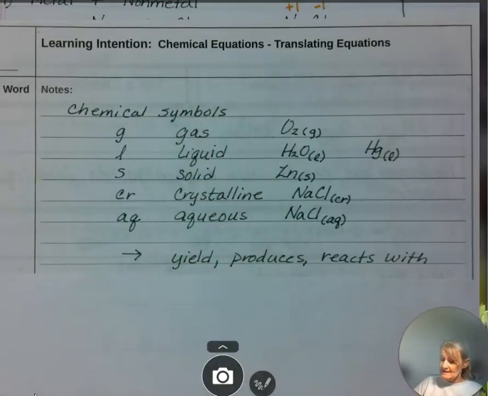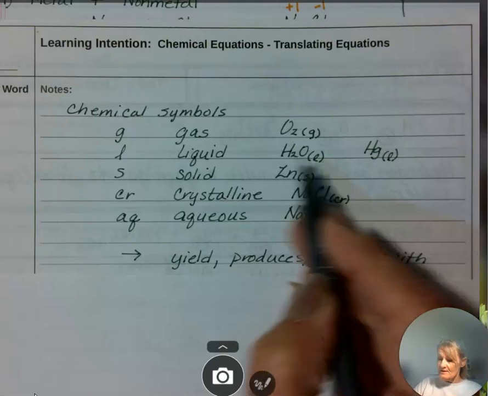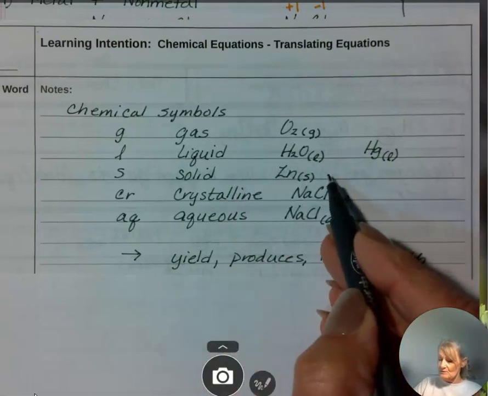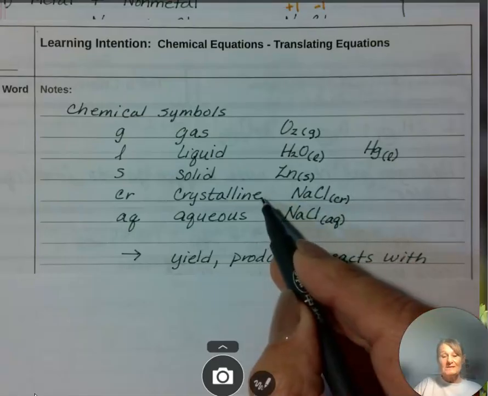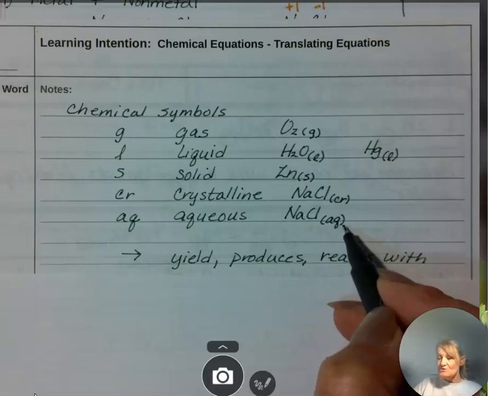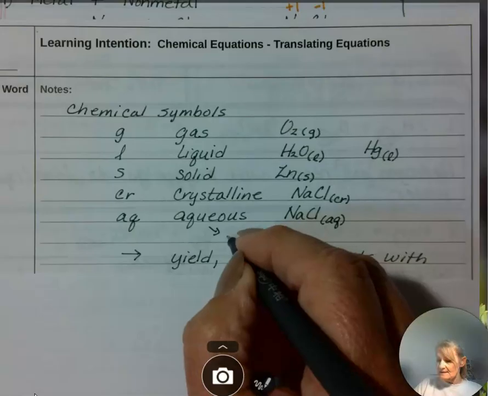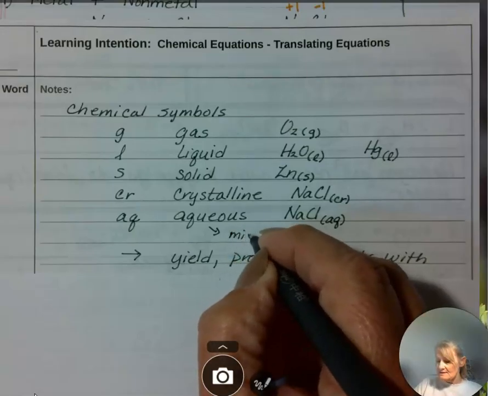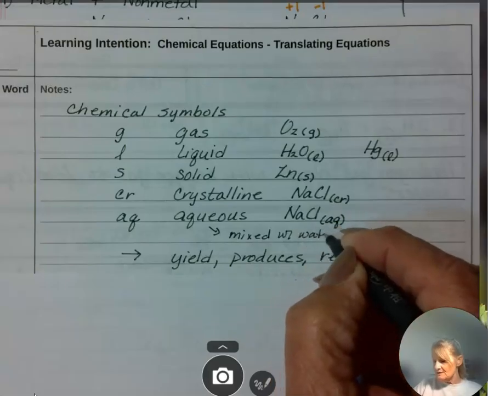So when we see the G, remember it just tells us it's a gas. L's telling us that that compound is a liquid. S means that it is a solid. Cr means it's crystalline, like crystals, like salt crystals. And AQ means again that it is aqueous. And remember, aqueous means that it is mixed with water or dissolved in water.